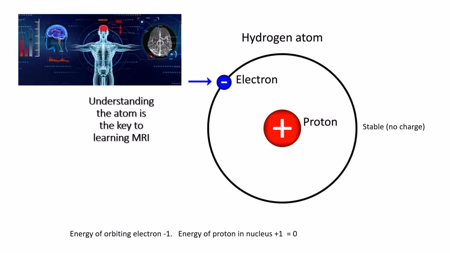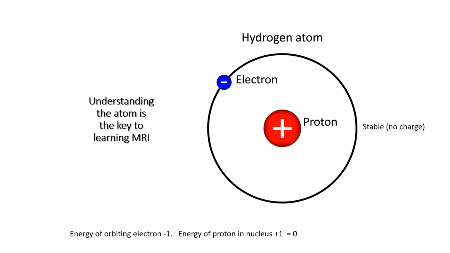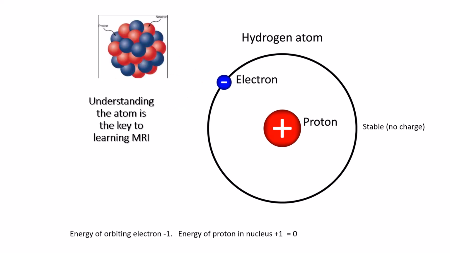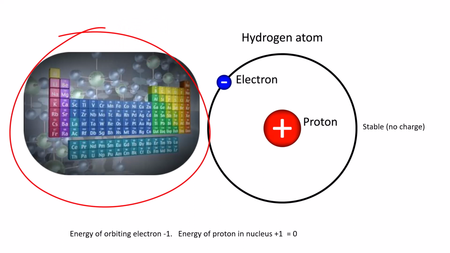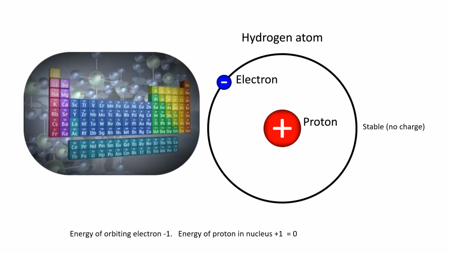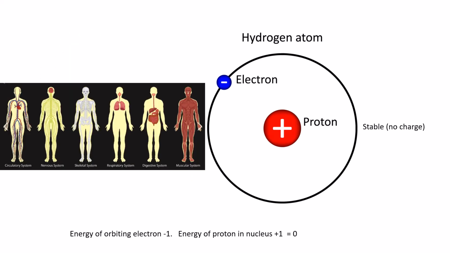The atom is created from charged particles. The electron has a negative charge, the proton a positive charge, and the neutron a neutral or no charge. Electrons orbit the nucleus of the atom, and the nucleus is composed of protons and neutrons. All the recognized molecular elements that we utilize in science are created from the atom. This includes us as human beings.